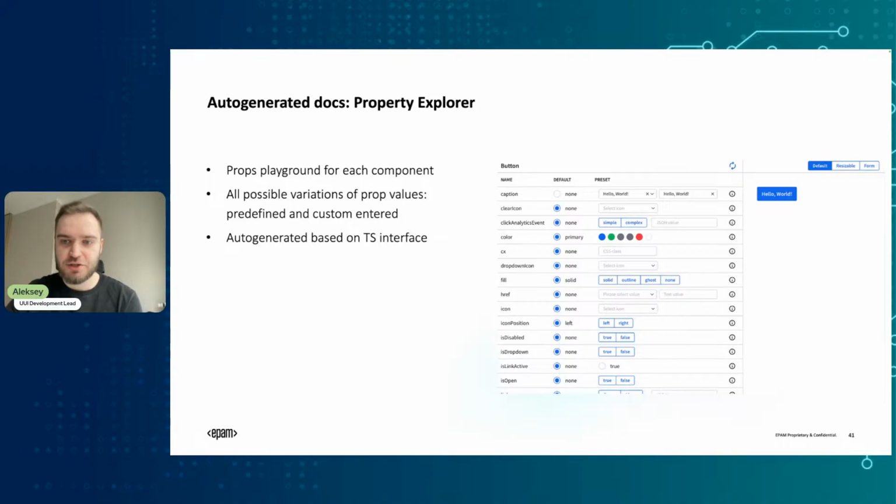This feature is especially loved by our testers and developers as it greatly helps in reproducing bugs and testing components. Moreover, the Property Explorer block is also automatically generated from code, as we have metadata based on TypeScript interfaces. Since both the API and Property Explorer blocks are auto-generated, we don't spend a lot of time on their support. Code changes automatically update documentation.